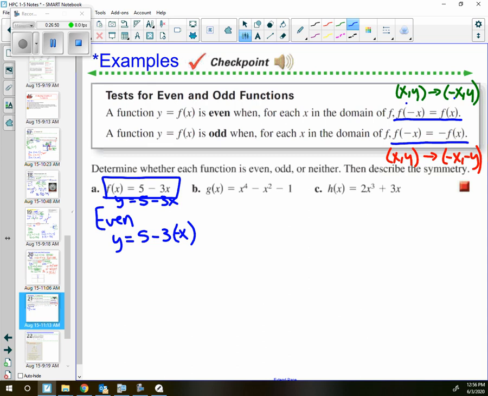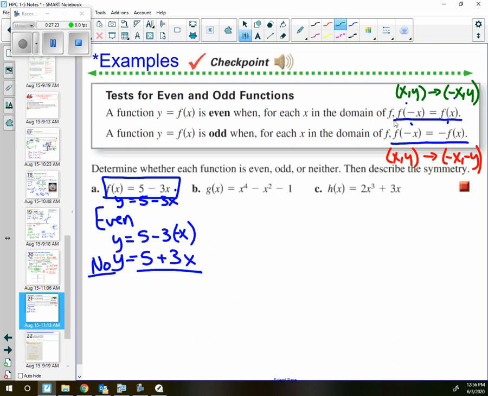So I'm going to check and see if I have both points on this graph. In other words, if I replace x with negative x, I should still get y as my output. Both of those ordered pairs should be on that graph. So minus a negative would be plus positive, so that would be y equals 5 plus 3x. My question is, is this expression exactly the same as the original? Are those equal? No, they're not. So if I plug in negative x, I did not get the same answer as the original f of x. So no, this is not going to be an even function.